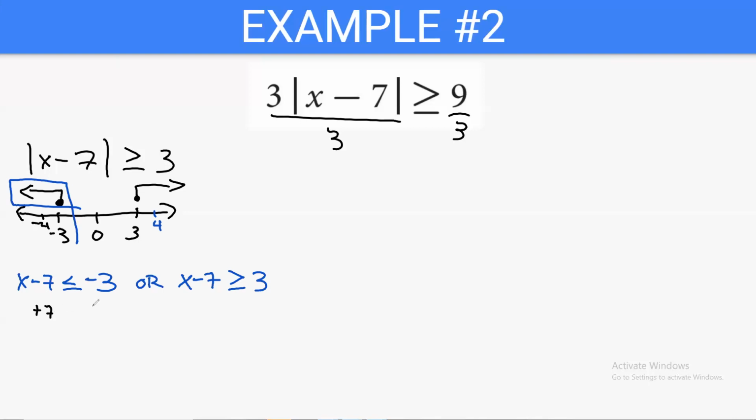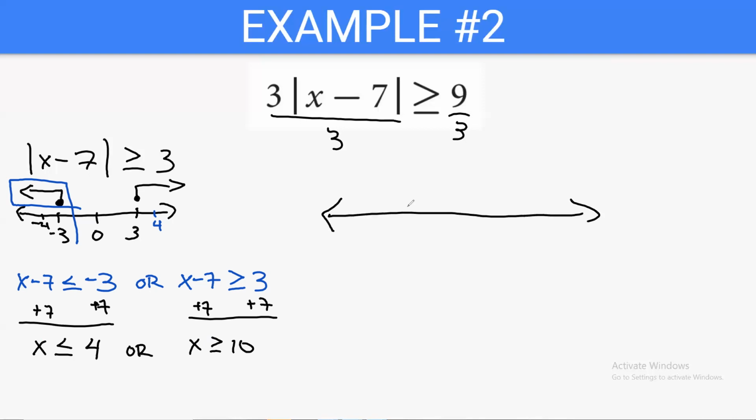So we're going to add 7, add 7. We can add 7 here. Add 7 here. So x is less than or equal to 4, or x is greater than or equal to 10. Right? On a number line, 0, 4, and 10. Closed circles because they're equal to. X is greater than or equal to 10, meaning I'm going to go to my right. X is less than or equal to 4, which means I'm going to go to my left. Okay?